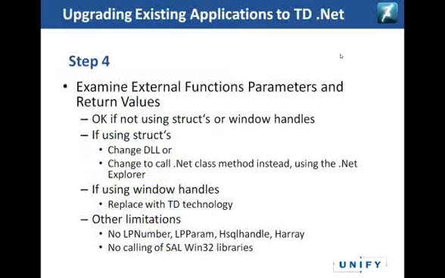Step 4, in upgrading your applications to .NET, examine external function parameters and return values. You're okay if you're not using structures or window handles. Window handles are really something that doesn't exist in the .NET WPF world, and so you can't use those. That's something you need to replace with different functionality. If you're using structures, you need to change your DLL or change to a different .NET class method instead, using the .NET Explorer. Maybe you're calling Microsoft Win32 things, and you want to replace that with .NET functionality. On .NET, you actually also can call the Active Directory of Windows, for example.